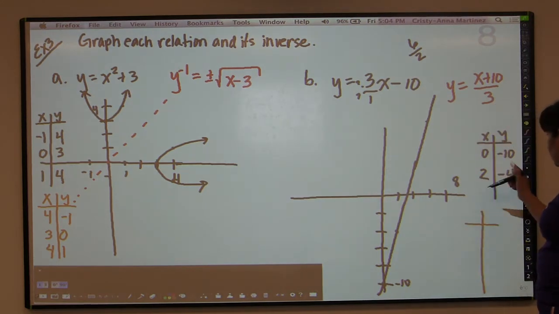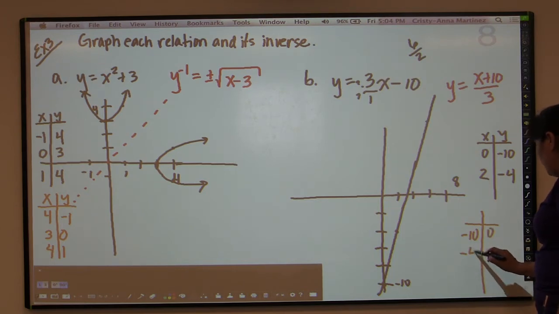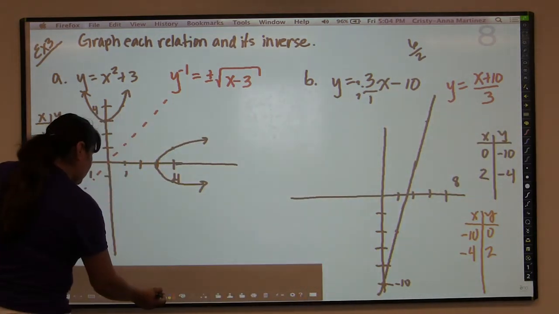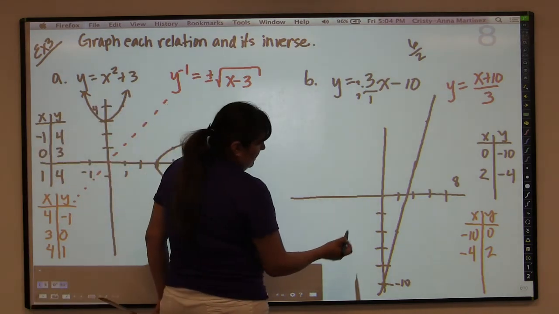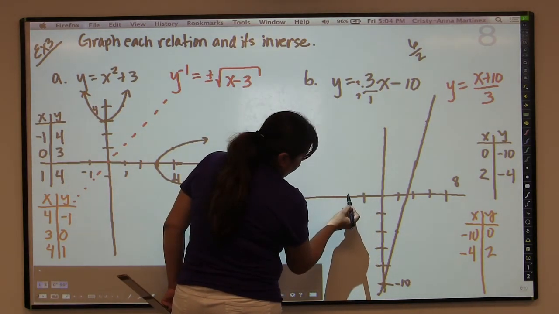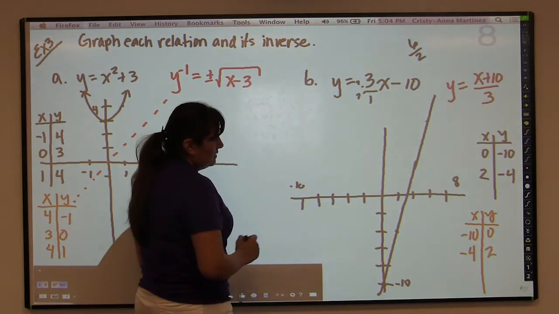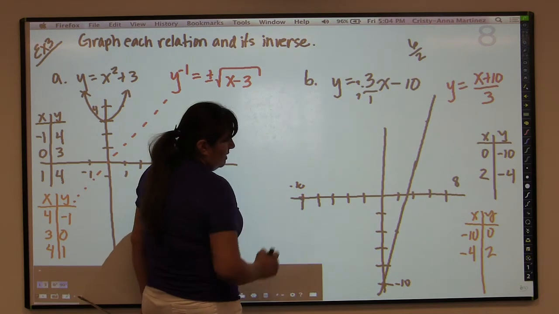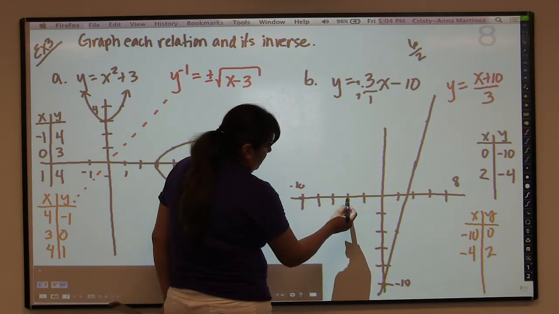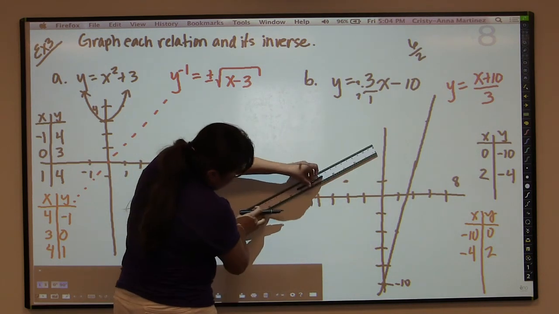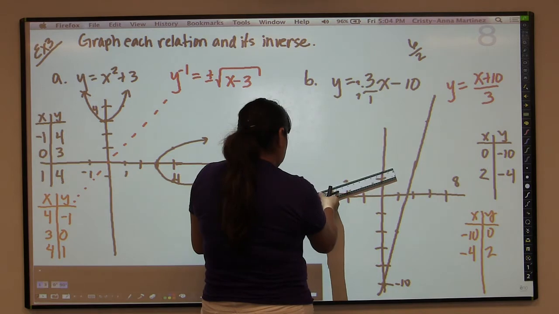Alright, so instead of 0, -10, I'll get -10, 0. And instead of 2, -4, I get -4, 2. In this case, I only need 2 points because when you graph a line, you only need 2 points. So now, I'm going to come over here to my -10. I'm going to go 2, 4, 6, 8, -10. Okay? So -10, 0, right there. And -4, 2. 2, 4, and then we're going to be up there. And then I'm going to put these little guys here.